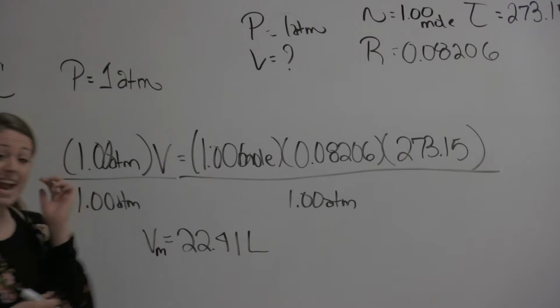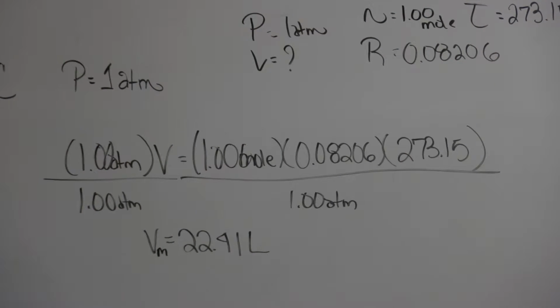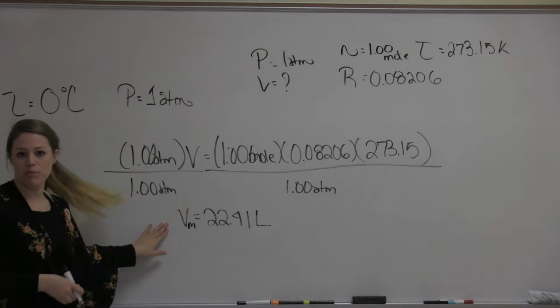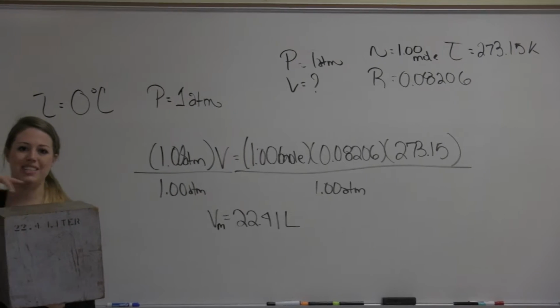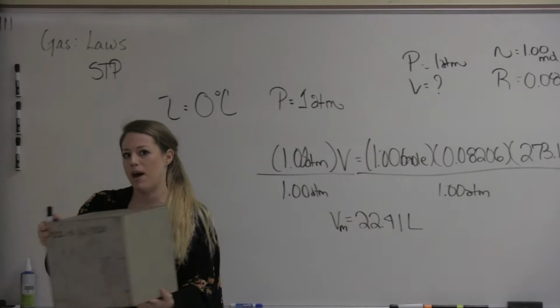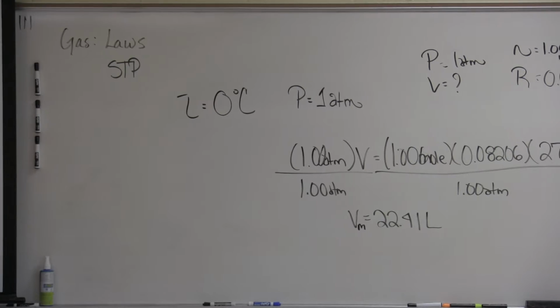So any gas at 1 mole will always occupy a volume of 22.41 liters. To give you a visual representation of this, this is 22.41 liters. This is the amount of space that a gas will occupy under these conditions.